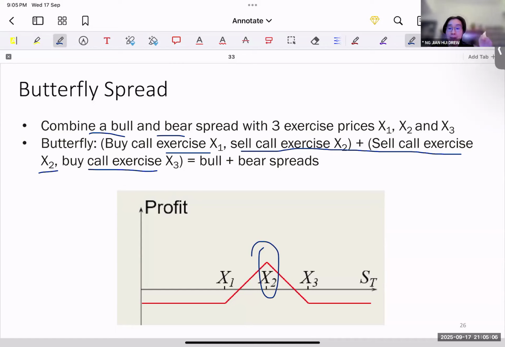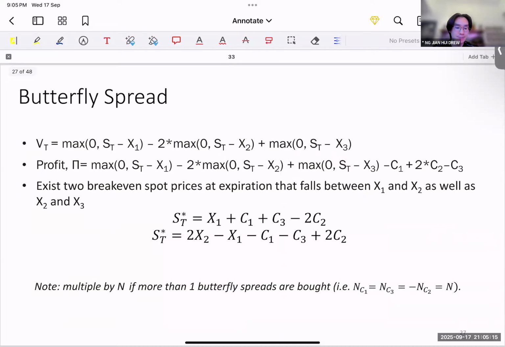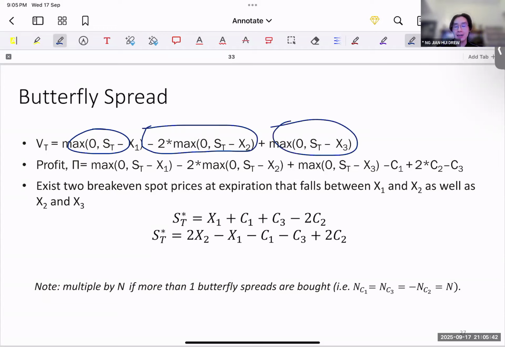basically because you do a double short position, right? So you have a spike there. And what's interesting about this spread strategy is that we want to look at, first of all, the value at expiry. We want to know the profit and the break even, right? Always the three things. So knowing the diagram, we first buy a call given here, right? First call, you have two short calls at X2, and finally one last call, a long call at X3, right?